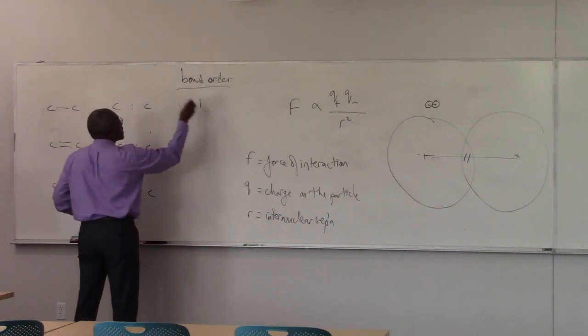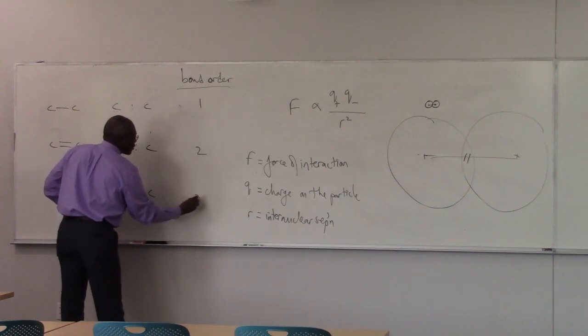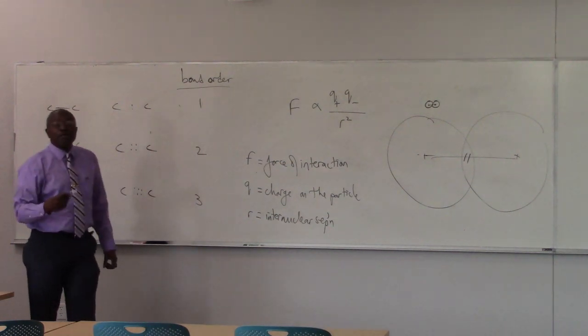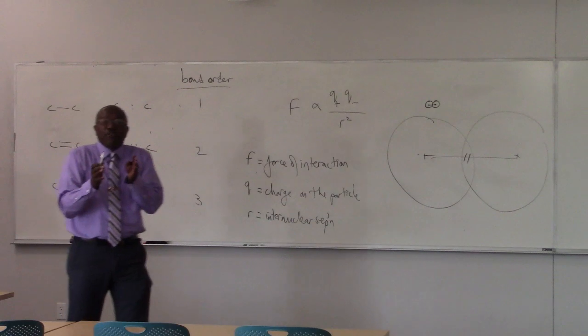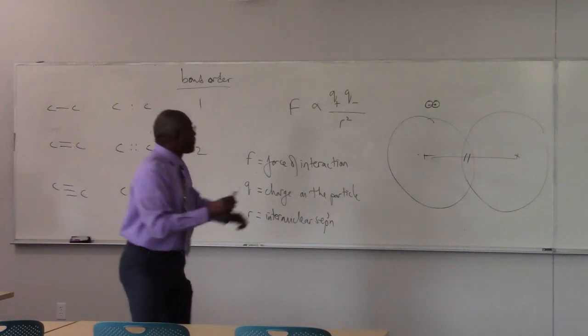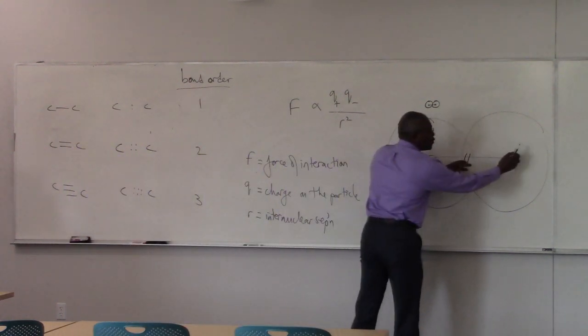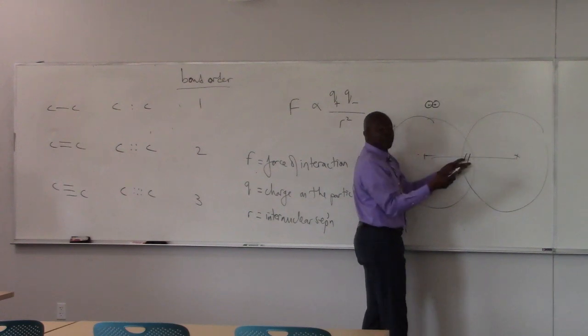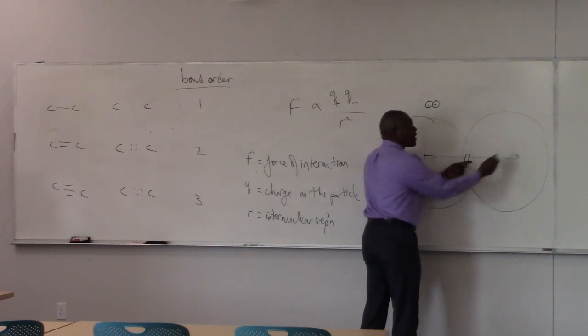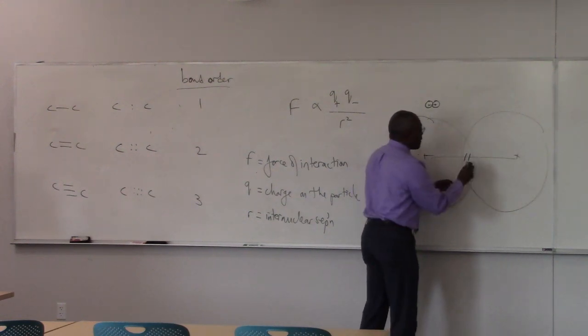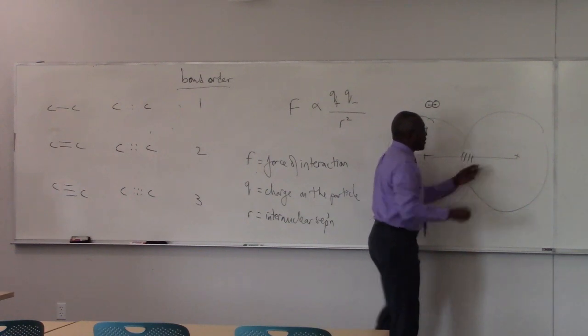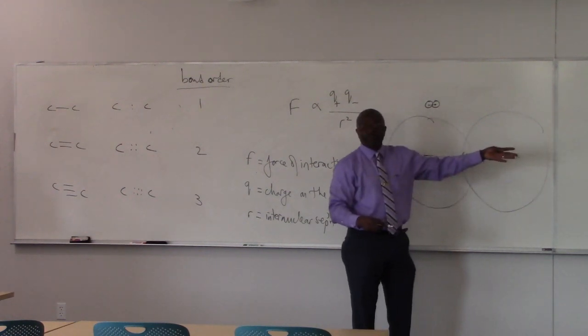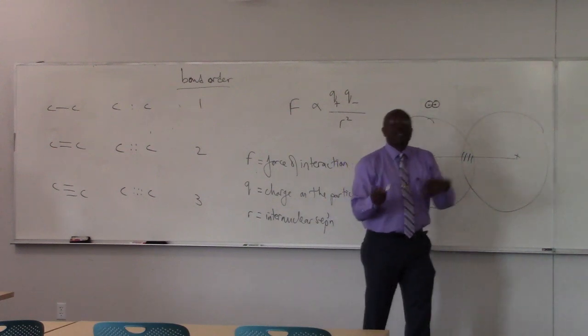So this is a single bond, a double bond, a triple bond. As the bond order increases, there are more electrons being shared in the internuclear gap. So the force of attraction between the nucleus and those electrons goes up. If I have 2 electrons, my force of attraction is a certain number. If I have 4 electrons in the gap, well then the force of attraction is greater. If I have 6, it's greater still.